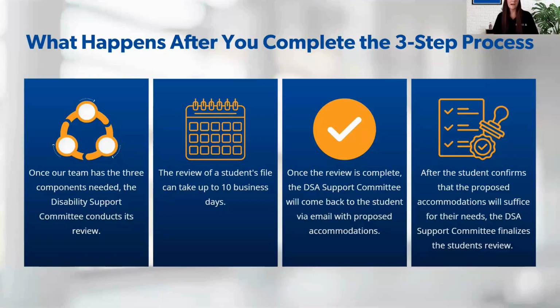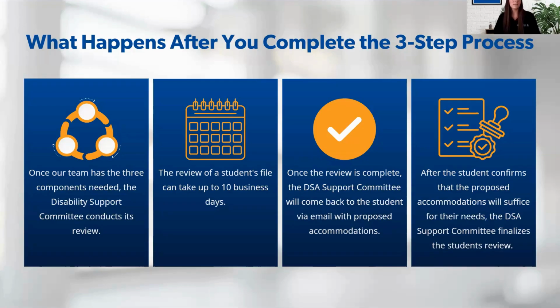Okay, so what happens after you complete the three-step process? Once a student has completed all of the steps, submitting the documentation, completing the impact statement, and requesting accommodations, our work behind the scenes begins. At that point, our Disability Support Committee conducts a thorough review of the student's file. This review is completed carefully to ensure we fully understand the student's documented condition, functional limitations, and reported experiences.